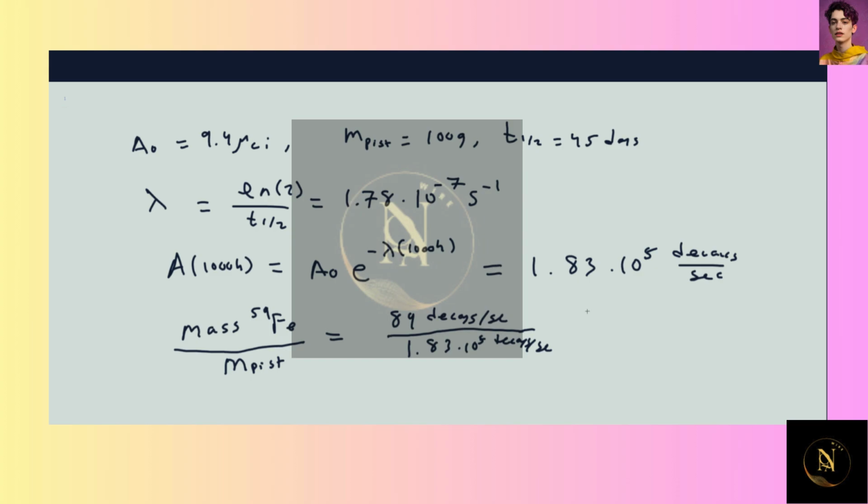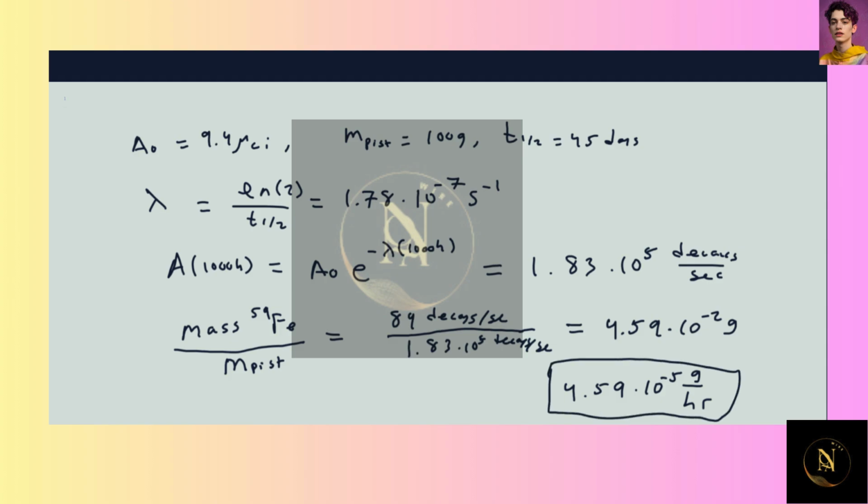So this tells us that we find a ratio of the mass of the piston worn to be 4.59 times 10 to the minus 2 grams. And since the piston was worn for 1,000 hours, we simply divide this by 1,000 to find that 4.59 times 10 to the minus 5 grams of the piston worn down per hour. So this is our final answer.